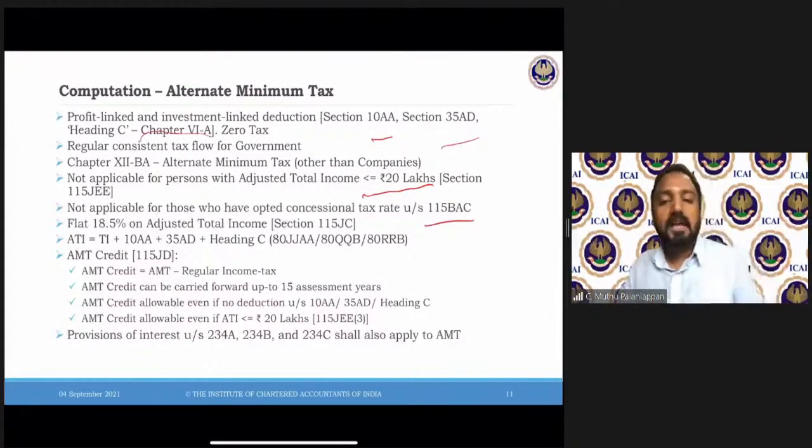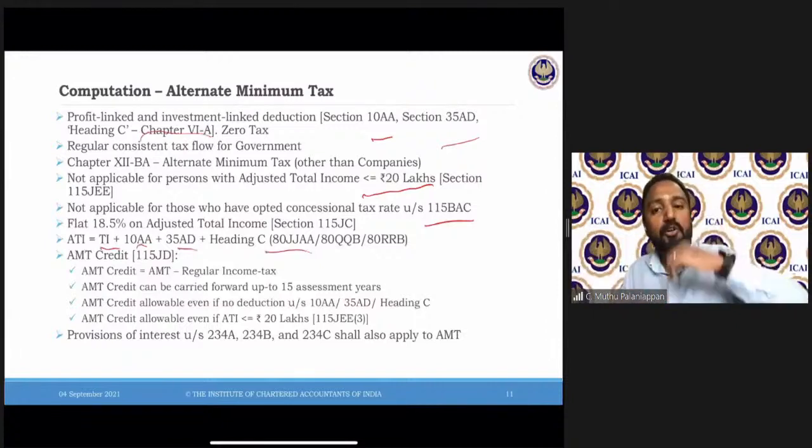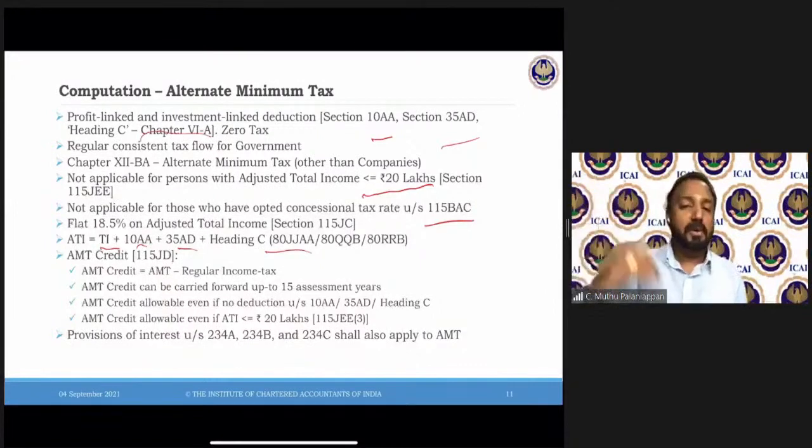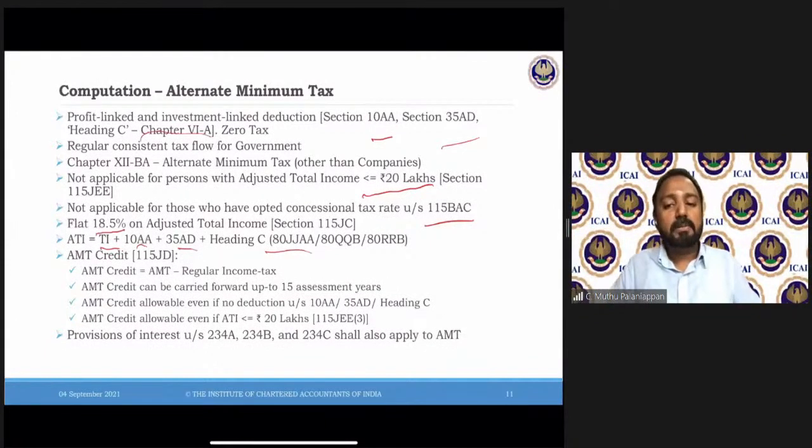So how do you compute the adjusted total income? You take your total income, and whatever deduction you have claimed under section 10A, 35AD, you add all these back. Which means you compute total income before giving deduction under section 10A, before claiming allowance under section 35AD, before claiming deduction under heading C of Chapter 6A. If you remove all these deductions, you will have a total income. That total income is called adjusted total income. On that adjusted total income, you will have to pay a tax of 18.5%. So that's what alternate minimum tax is about.